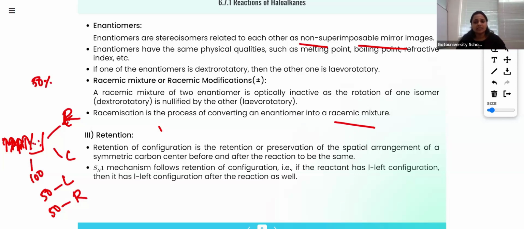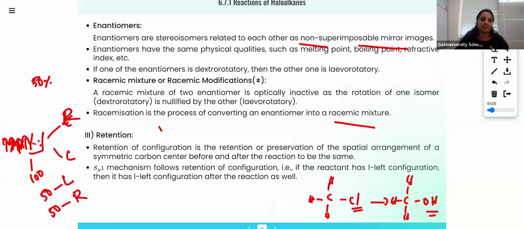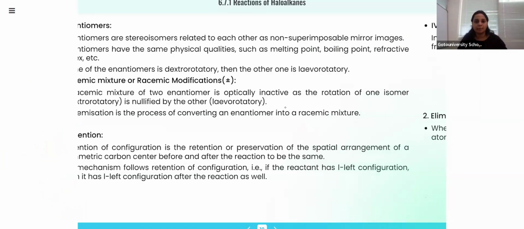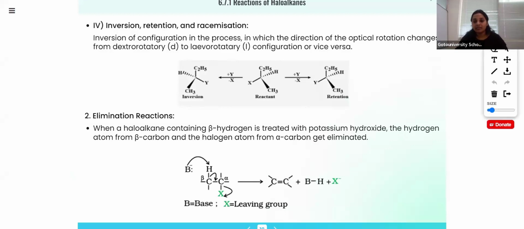Now retention. Retention means, as I said before, the reactant and the product have the same configuration. I am starting from CH3Cl and getting the product CH3OH. So here see the position of chlorine and OH are the same. That is the retention product, retention configuration. So we have inversion, racemization, retention. Inversion means the product is on the opposite side. Retention means the same side. Racemization means both are equal, a 50-50 mixture, and this is called racemization.